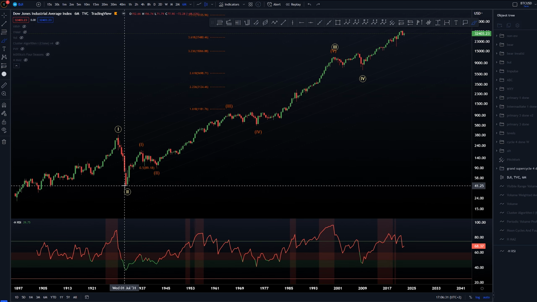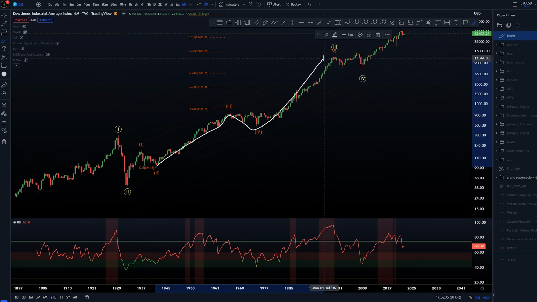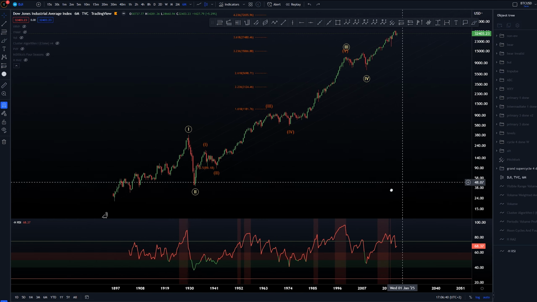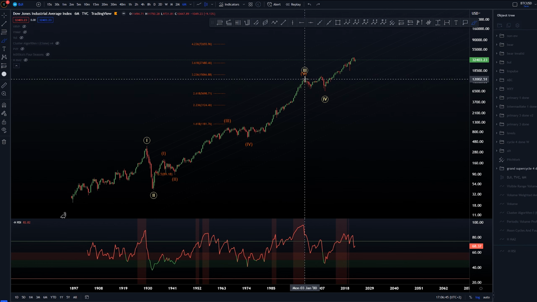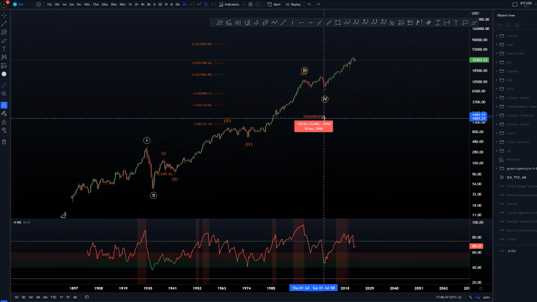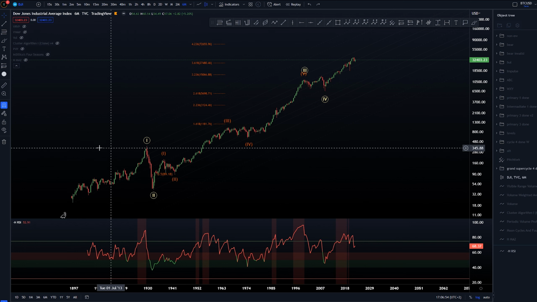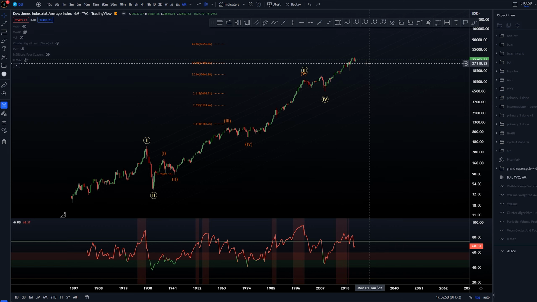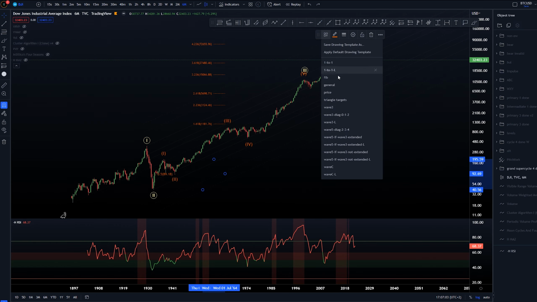Since then, I've labeled this as a wave 1, 2 of supercycle, 3, 4 and 5 of supercycle, completing already the third of grand supercycle here. And then of course this wave 4 here is quite small. It has taken almost 10 years, so it is somewhat relevant to the size. This again is labeled as a grand supercycle.